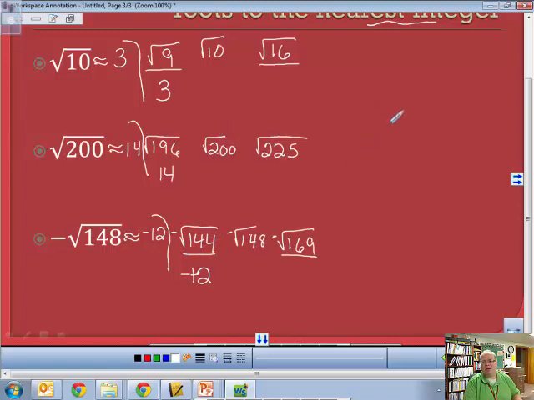Because what if I give you, say, the square root of 33? Well, 33 sits between the square root of 25 and the square root of 36. Well, I know it's closer to 36, so I'm going to say the square root of 33 is approximately equal to 6, because it's closer to 36. And the square root of 36 is 6. And that's all this is.